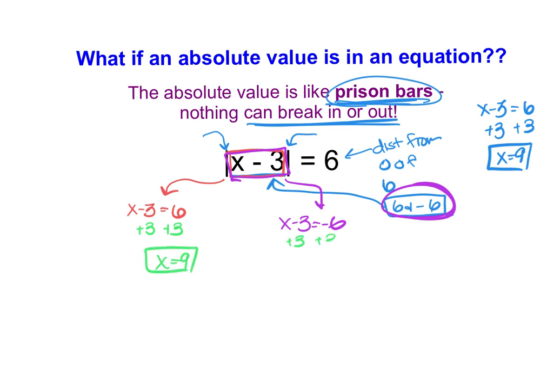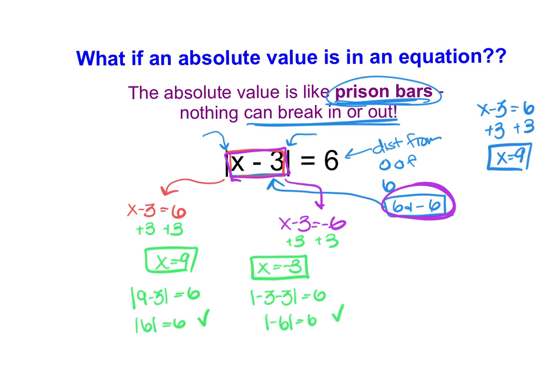And then we add 3 to this side, and we find x equals negative 3 is another option. And if we go back and test these out, say we had 9 minus 3. Well, 9 minus 3 is 6. So we have absolute value of 6 equals 6. That's true. And if we test out this one here as well, we get absolute value of negative 6 equals 6, and that is also true. So we've found 2 possible answers here of x values that make this equation true.